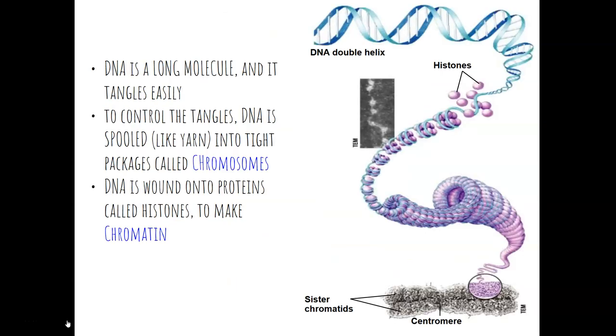DNA is a very long molecule and it tangles quite easily. To control the tangles and facilitate the movement of new strands of DNA into new daughter cells, DNA gets spooled like yarn into little tight packages called chromosomes. It's spooled around a certain type of protein called histones, and that helps to make a stabilized structure. So when we get into the cell replication lecture, when you look at a chromosome, what you're seeing is a tightly bound ball of DNA. It's almost like looking at a ball of yarn.